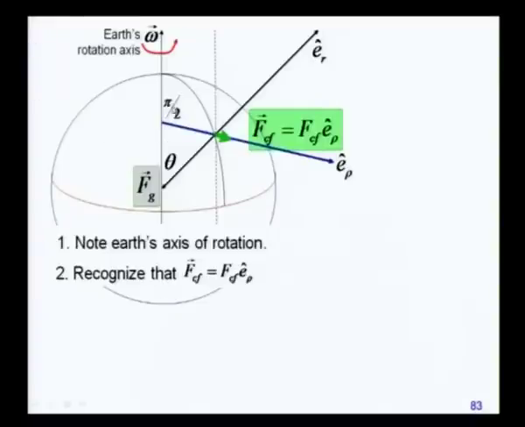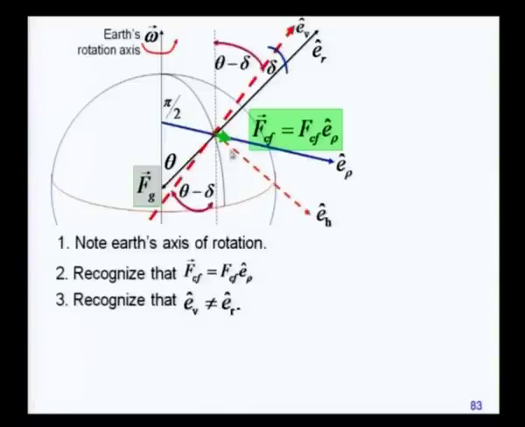Then you recognize that there is a centrifugal term which is orthogonal to the Earth's axis and directed away from the Earth's axis. So, if you define a plane which is perpendicular to the Earth's axis, it will be in that plane in a direction which is radially away from the Earth's axis, and this is what we call E rho in the plane polar coordinate system, right. So, this will be the direction of the centrifugal term.